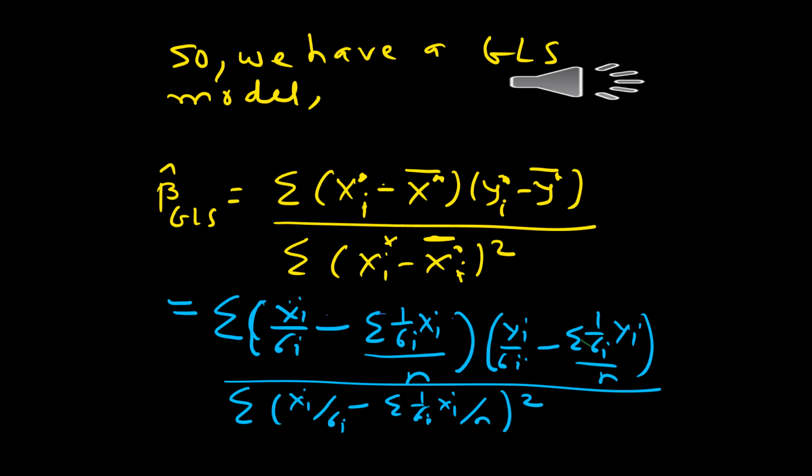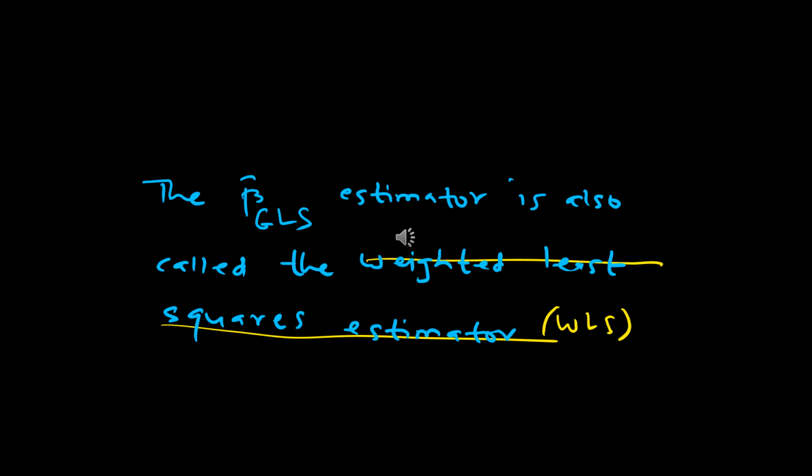Similarly, for y star I've used 1 upon sigma I yi. So instead of yt star you have yt minus phi hat yt minus 1, and instead of alpha into 1 minus phi you have alpha into 1 minus phi hat. Instead of xt minus phi xt minus 1 you have xt minus phi hat xt minus 1. The beta hat GLS estimator in this case is also called the weighted least squares estimator. Why is it called that? We will soon see.